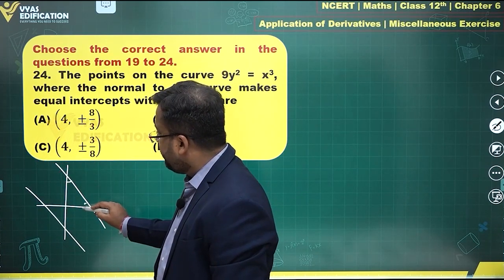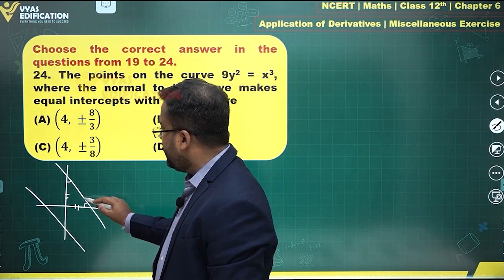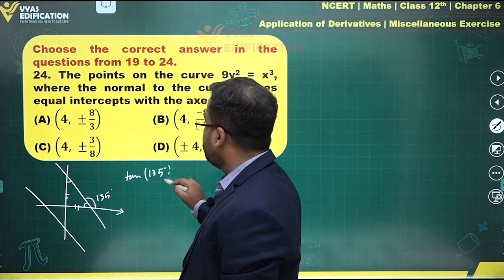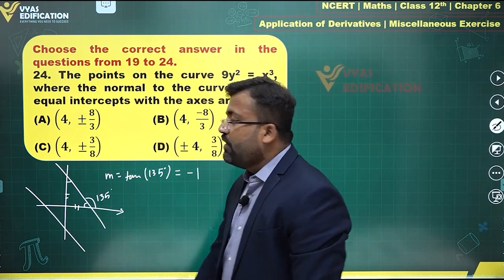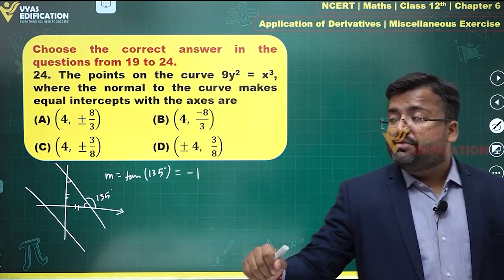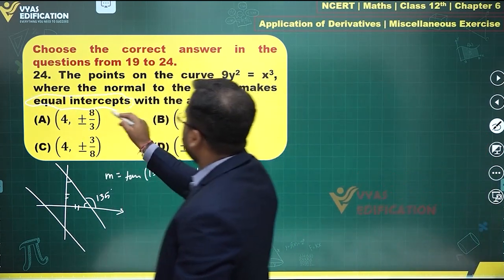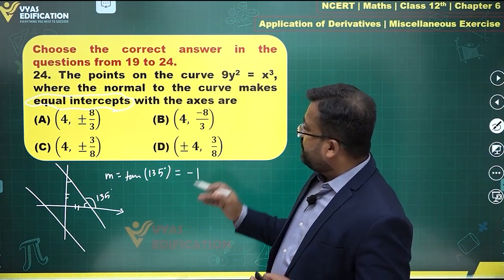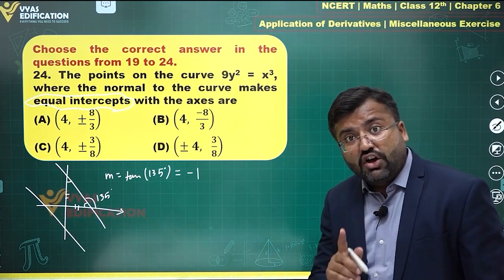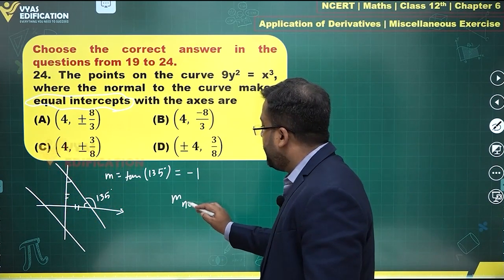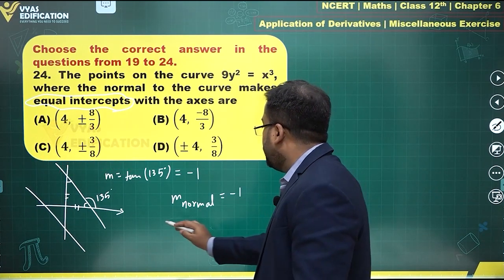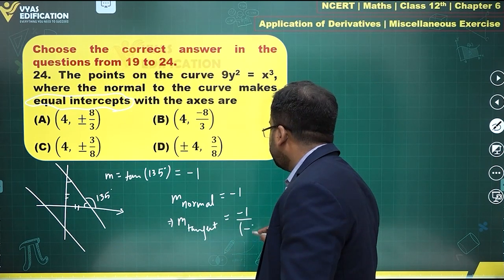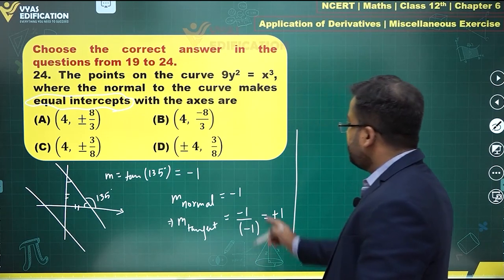And what you can observe is, if this length is equal to this length, this angle is 45 degrees, this angle will be 135 degrees, and tan 135 degrees, which is the slope, will be equal to minus 1. Slope of this line is minus 1. This is the important thing that you observe for the case of equal intercepts. So the slope of the normal equals minus 1. Mind you, slope of normal equal to minus 1 implies slope of tangent is the negative reciprocal of this, which is plus 1. This is what we are interested in.